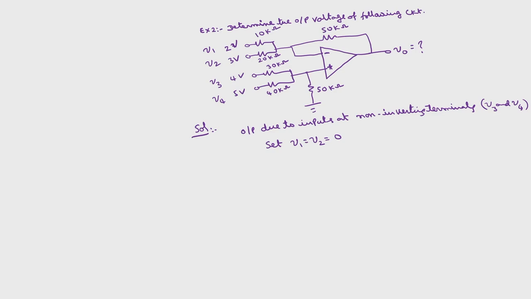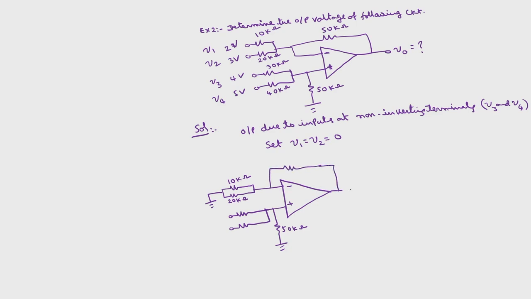Then what will be the equivalent circuit? These two will be grounded. This is 10 kilo ohms, 20 kilo ohms. These two will be 4 volts, 5 volts. Let us call this one V0 plus, due to the plus input side, the non-inverting terminal. This RF is 50 kilo ohms.